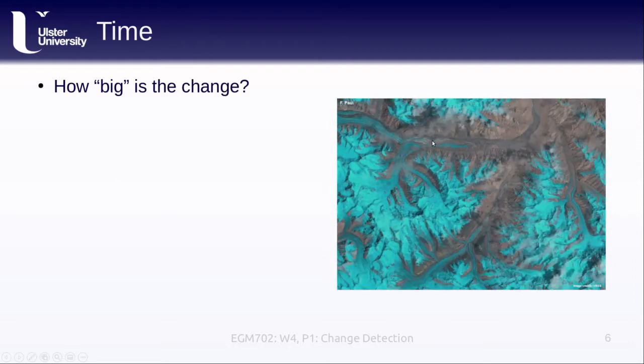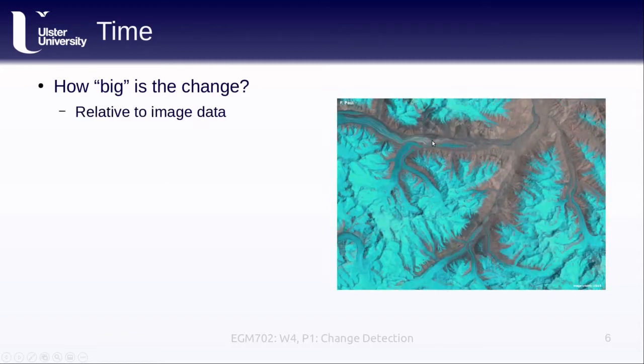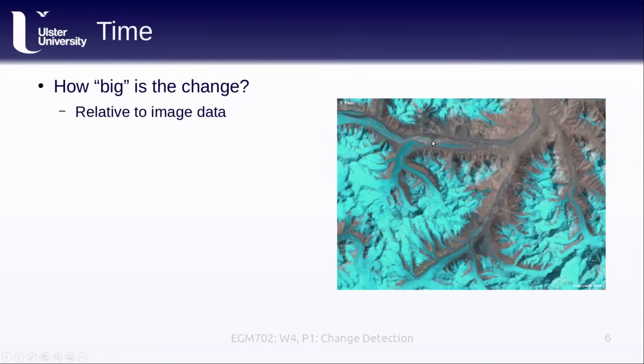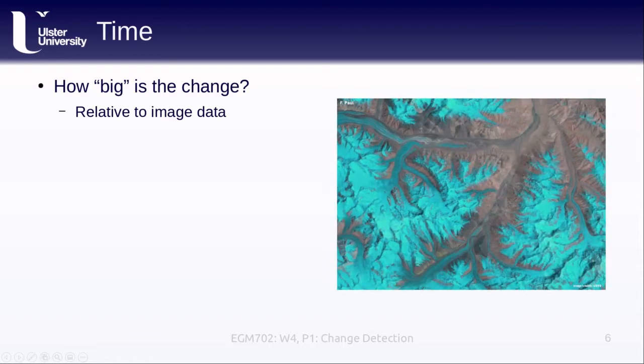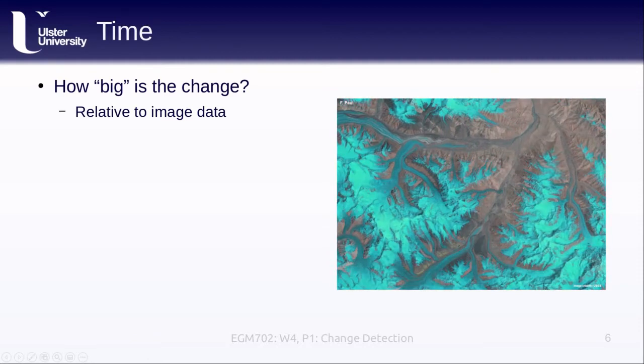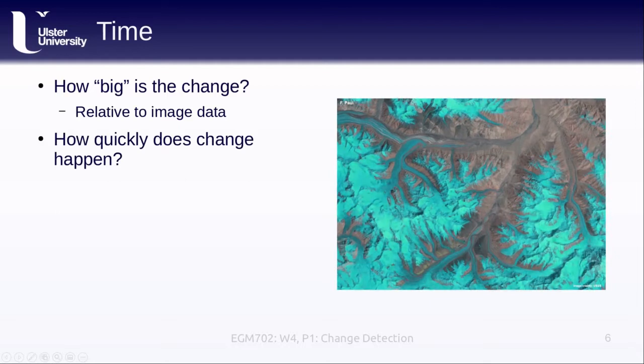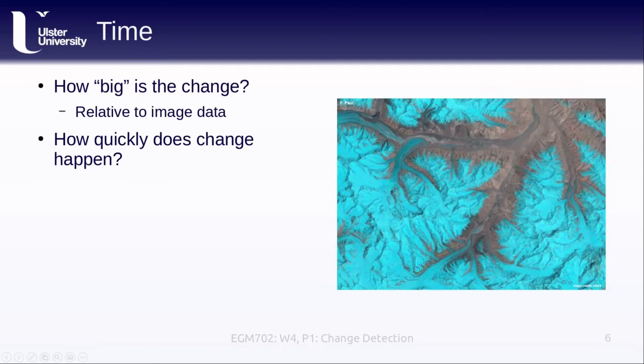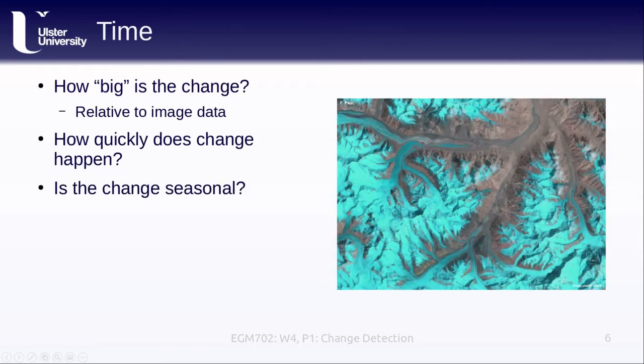So the question then is, how big is this relative to the images that we have? Is this something that we're going to be able to see over a couple of days? Is this something where if we have two images that are spaced by maybe a month, are we going to be able to see the changes? Or do we need to wait a little bit longer between images in order to be able to see it? Related to that, of course, is how quickly the change happens. If this is something that takes several decades, then we need to obviously wait several decades before we can start to see these changes. Is the change seasonal?